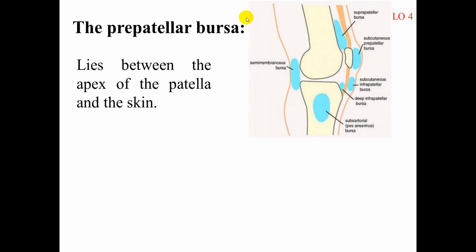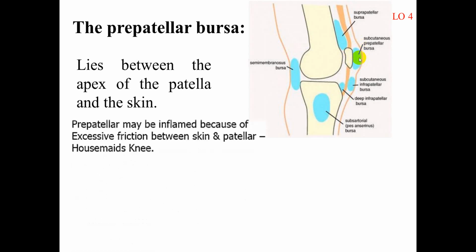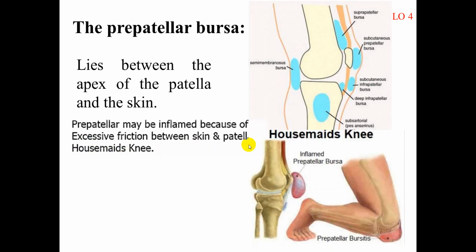The other bursa, named the prepatellar bursa, is actually subcutaneous, between the apex of the patella and the skin. It might be inflamed and become swollen and painful. This problem sometimes is called housemaid's knee, which is usually due to excessive friction.